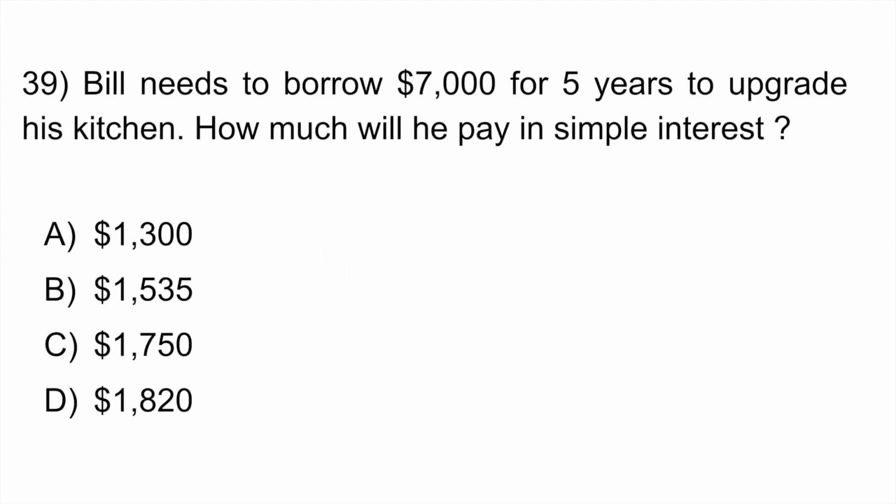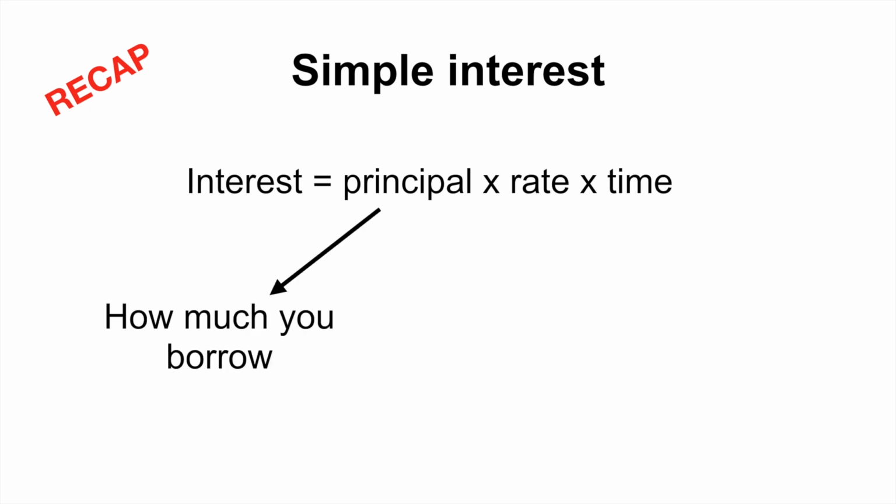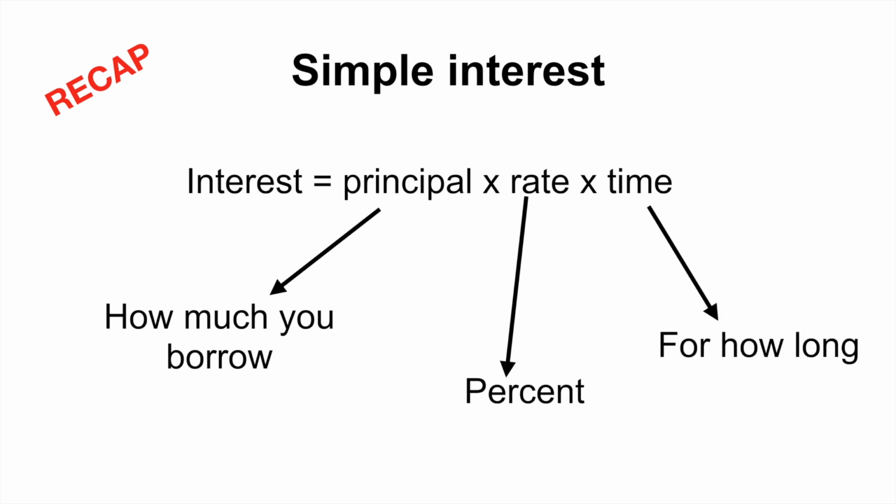Bill needs to borrow $7,000 for 5 years to upgrade his kitchen. How much will he pay in simple interest? Okay, so remember this formula: interest equals principal times rate times time. Interest is how much you're going to pay on that money that you borrowed. The principal is how much you're borrowing. The rate is the percent you're going to pay, and time is how long you're going to have this loan.